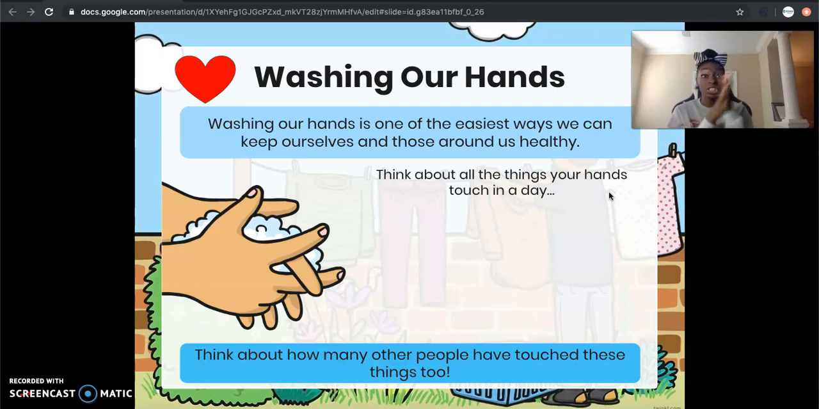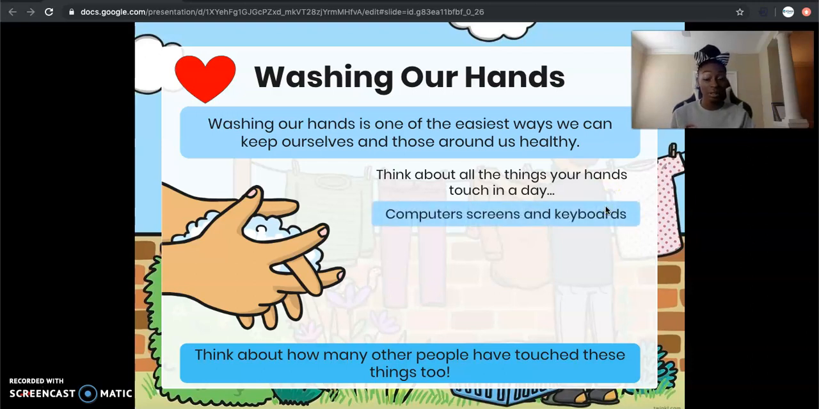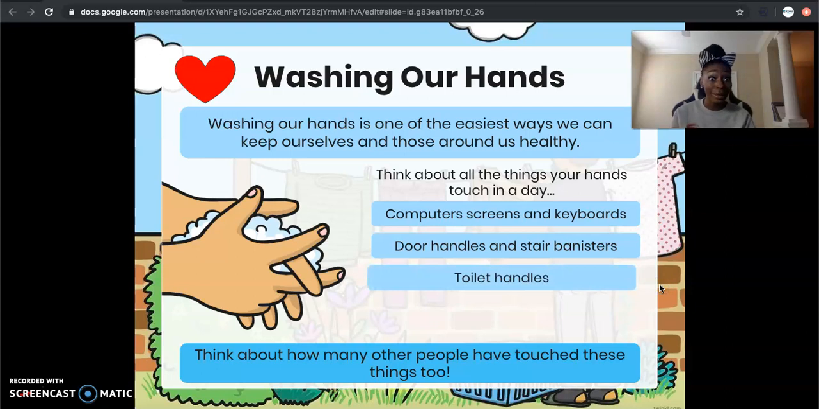So the next one is washing our hands. Washing our hands is one of the easiest ways we can keep ourselves and those around us healthy. Think about all the things you touch in one day. Think about all the things your hands touch in one day. Things like computer screens and keyboards. Things like door handles and stairs banisters. Toilet handles, cell phones. We touch so many things throughout the day.